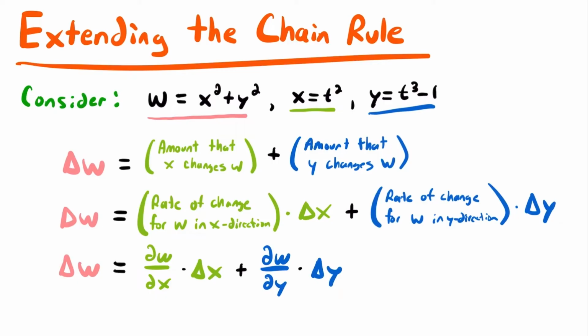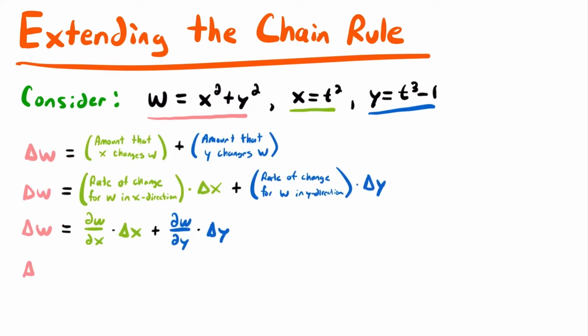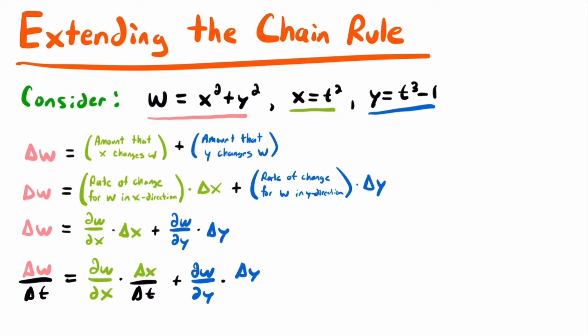And so what we could do here is divide both sides of the equation by the change in t, or delta t. And so if we do that, we'll get delta w divided by delta t is equal to the partial of w with respect to x multiplied by delta x divided by delta t, plus the partial of w with respect to y multiplied by delta y divided by delta t, right? Whatever you do to one side of the equation, you have to do to the other side. So it is totally legal to divide both sides of the equation by delta t.